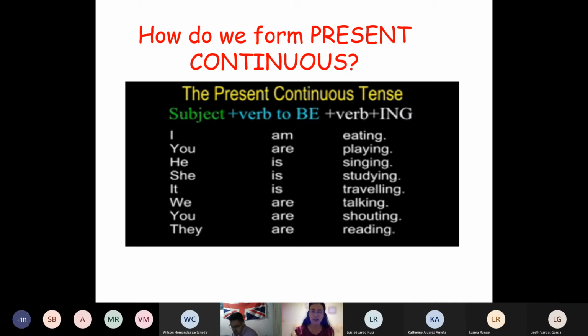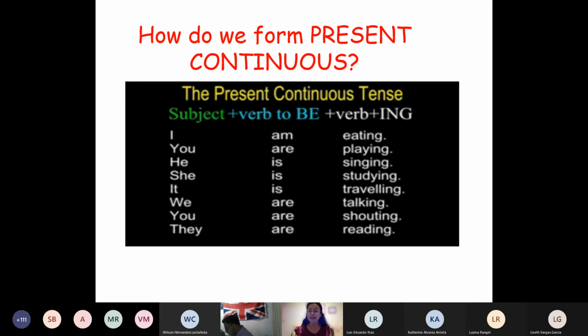For example, I am eating, you are playing, he's singing, he's studying, it is traveling, we are talking, you are sharing, and they are reading. So in these sentences, the present continuous, you always have one auxiliary, which is the verb to be, and always the main verb is with ing.